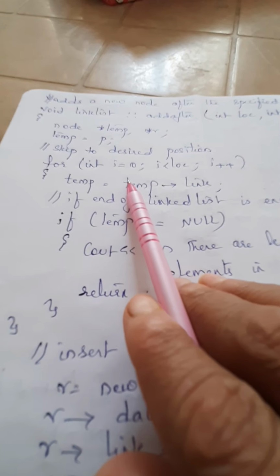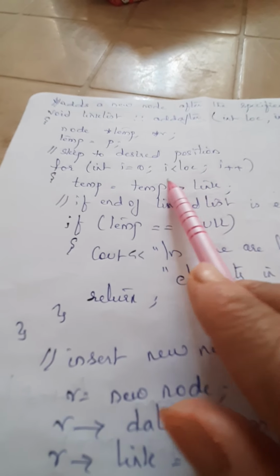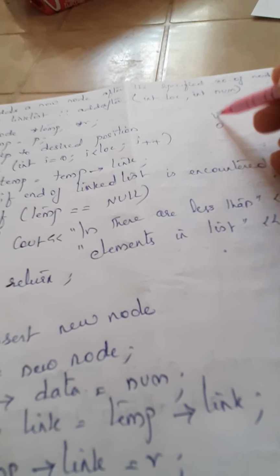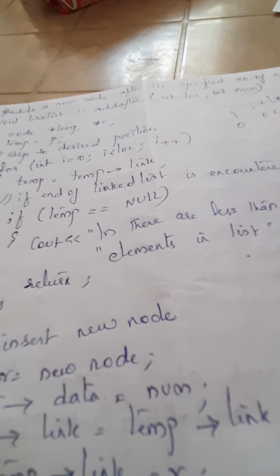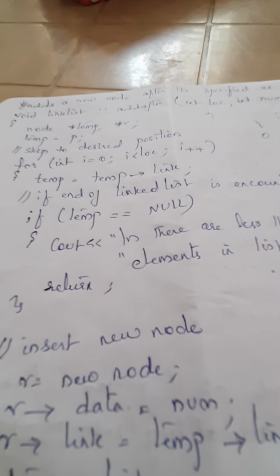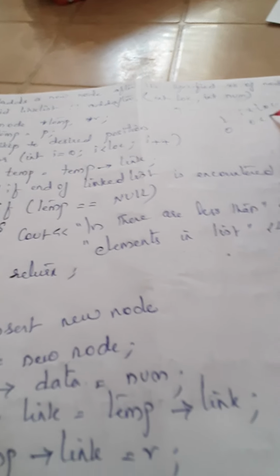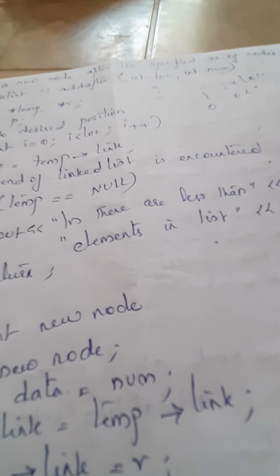For int I is equal to 0, I less than location, I plus plus. Now what is the I value here? I value is 0, and I is less than location. What is the location we have passed here? Maybe, for example, 7. I have just shown you the elements that are added: 7 is there, 9 is there and 5 is there. We'll just take an example of 7.